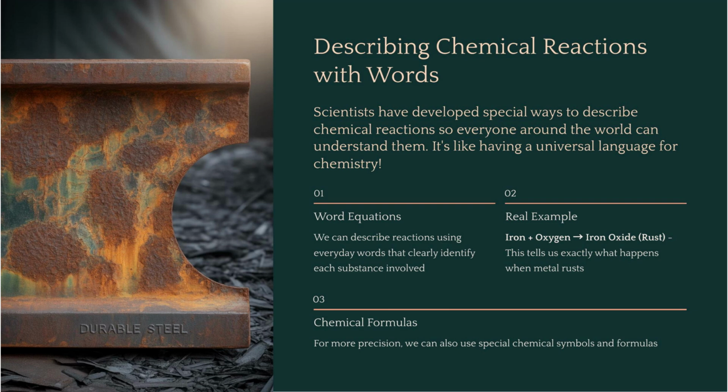So, how do we describe a chemical reaction? We can use words to tell the story. For example, you can say, iron reacts with oxygen to produce rust. But in science, we like to be more precise, so we use a shorthand called a chemical equation. It's a compact way to describe exactly what's happening.